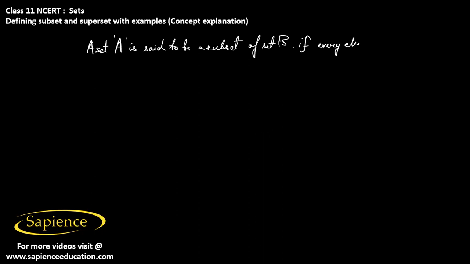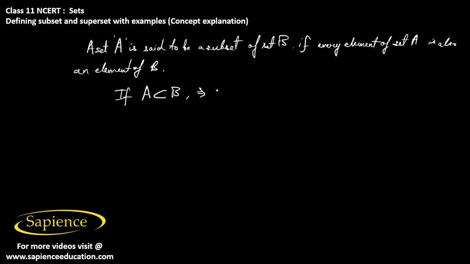This can be written symbolically. If A is a subset of B, then this implies, or I can say, if and only if every element x belongs to A also implies that x belongs to B. So A is a subset of B if and only if x belongs to A means x belongs to B also.